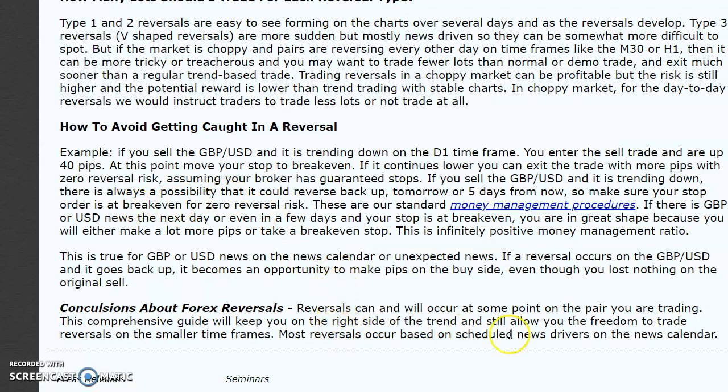So remember, reversals can occur and will occur at some point on any pair you trade, okay? But I think this guide will keep you on the right side of the trend, get you on the right side of the ranging pairs, and for the most part keep you out of trouble if you're watching the Forex News Calendar.